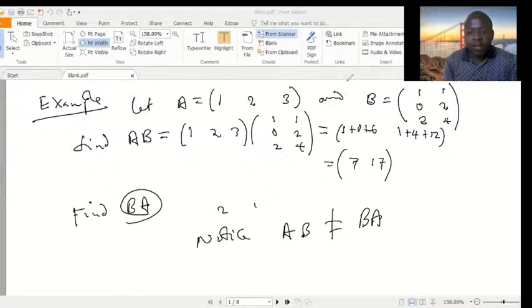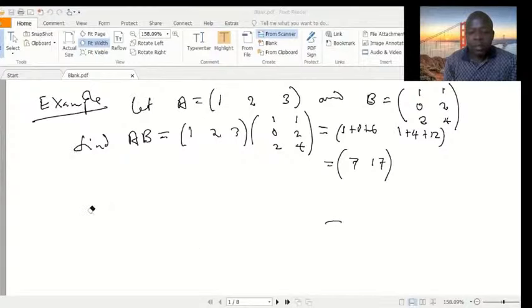Now, I don't know whether you've noticed something. If you've not noticed, let me just help you notice it. Have you noticed that when we found AB, the number of rows was the same as in the matrix on the left side, and the number of columns was the same as in the matrix on the right side?